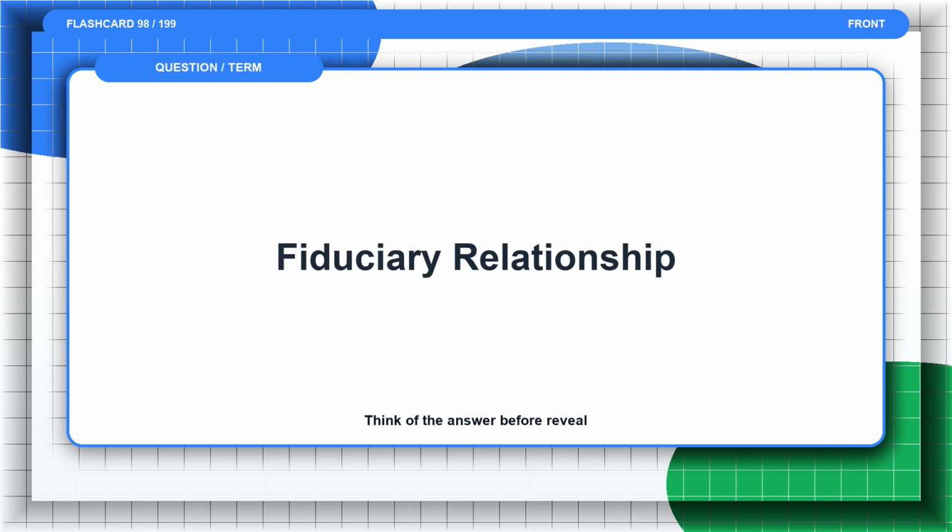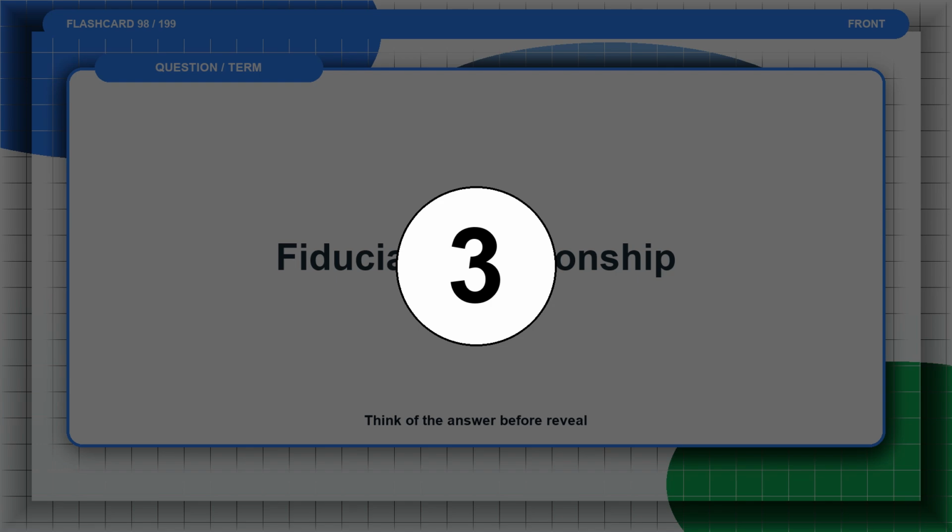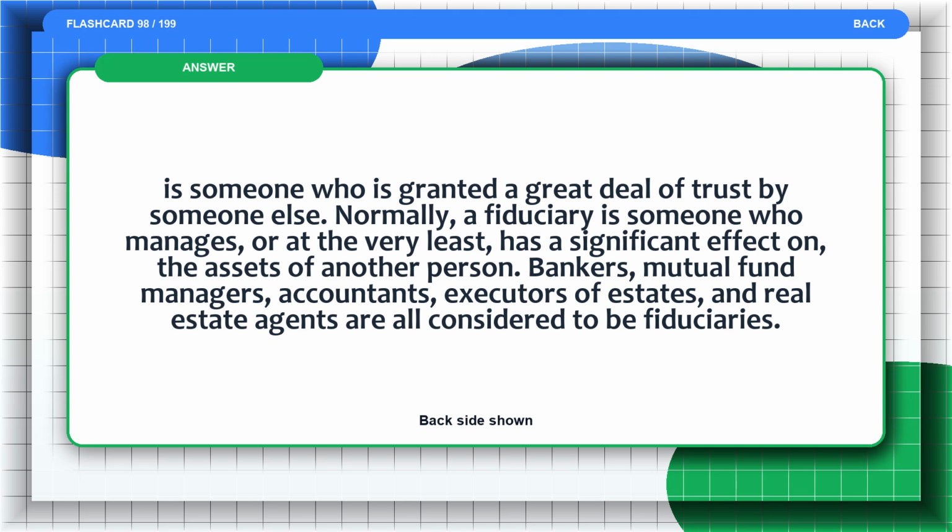Flashcard 98. Fiduciary relationship. Pause and think of the answer before the reveal. The answer is someone who is granted a great deal of trust by someone else. Normally, a fiduciary is someone who manages, or at the very least, has a significant effect on, the assets of another person. Bankers, mutual fund managers, accountants, executors of estates, and real estate agents are all considered to be fiduciaries.